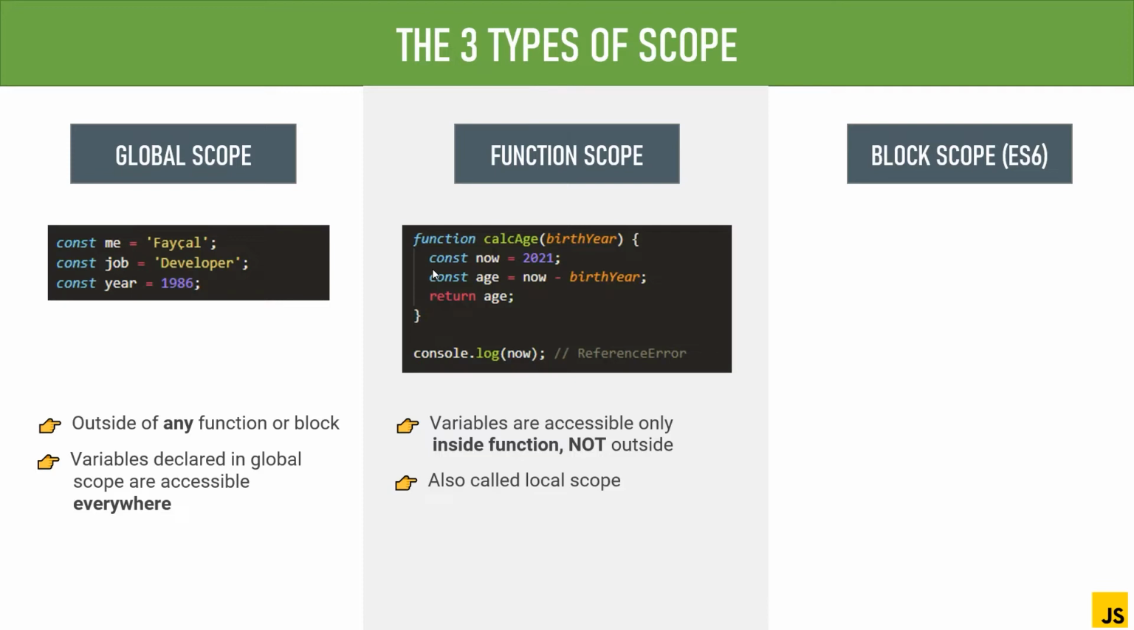But outside of the function, as we try to log it to the console, we get a reference error. So JavaScript is trying to find the now variable in this global scope, so outside of the function, but it cannot find it. And so there is going to be an error. And if you remember our cat game project from the previous section, there is also the reason why we had to declare a couple of variables outside of the init function.